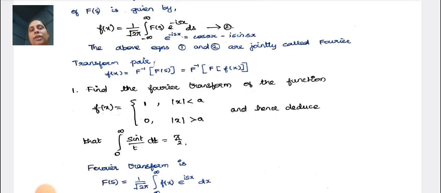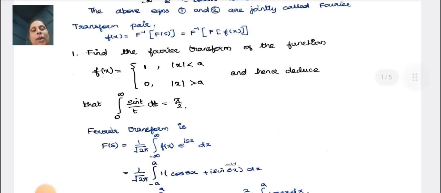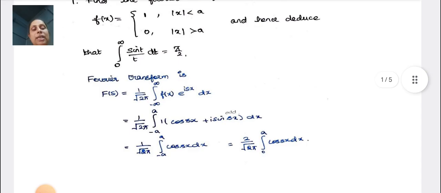How can we find the Fourier transform using the function? Yes, it is capital F of s equal to 1 by root 2 pi, integral from minus infinity to infinity, f of x e power isx dx. In this, e power isx is replaced by cos sx plus i sin sx dx. Next, in this f of x is 1 or 0. So using 1, the range is converted into minus a to a, since mod x is less than a. So we are going to use the integral from minus a to a of cos sx dx.